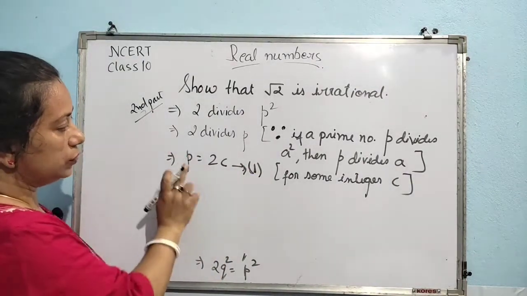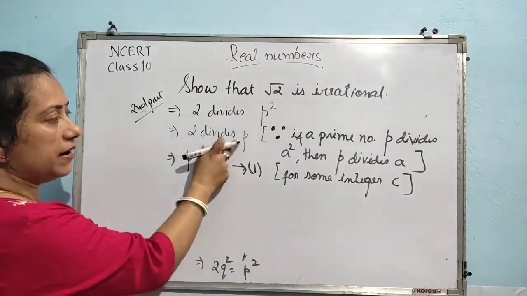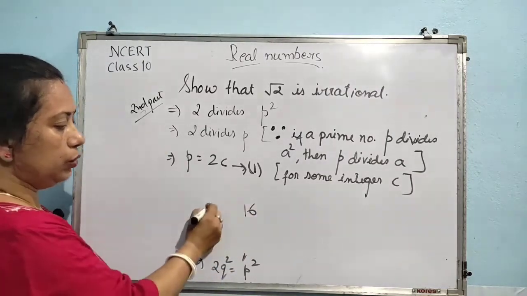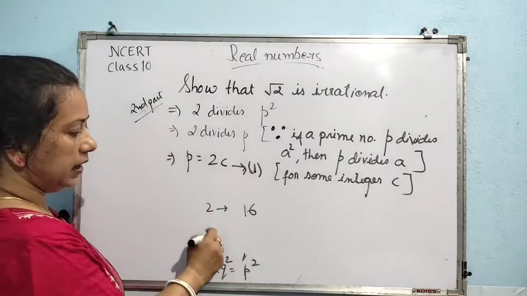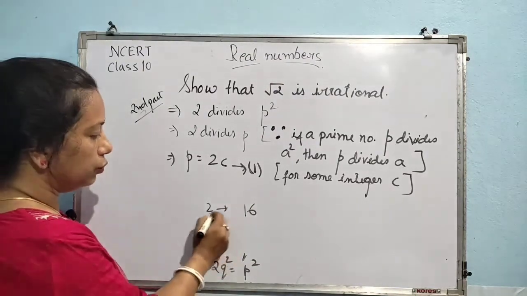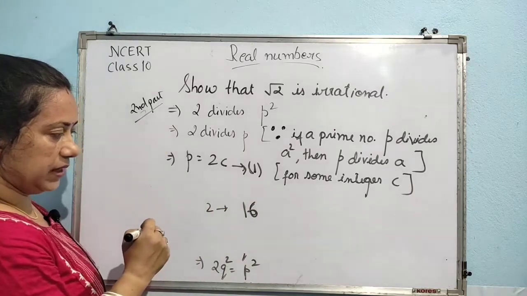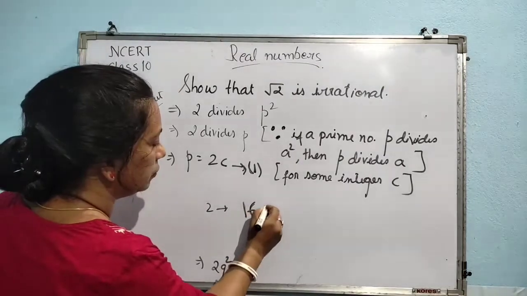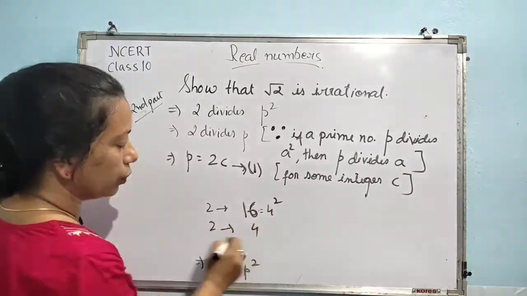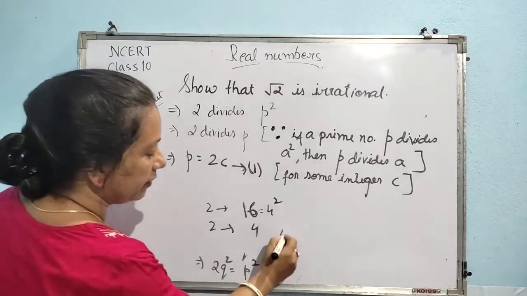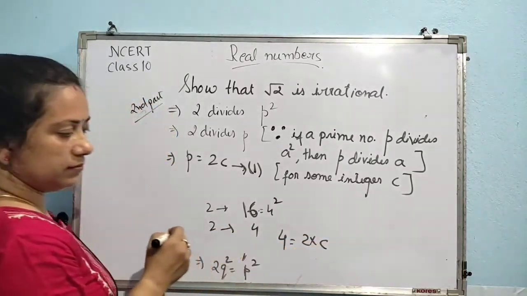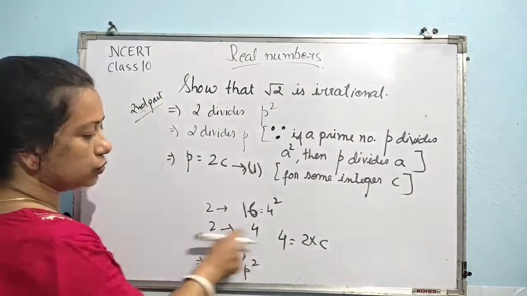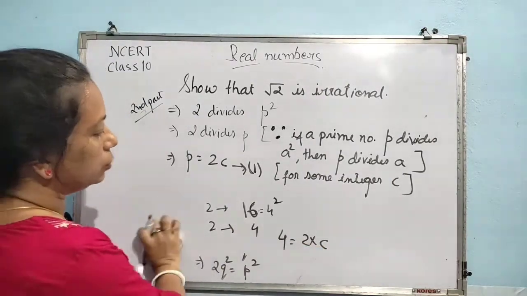Is this step clear to all of you? See, suppose I say that 2 divides 16. Then 2 is dividing our number 16, isn't it? And 16 is again 4 square, so 2 divides 4 also. So can I write 4 is equal to 2 into something? 2 is dividing 4, so 4 is definitely a multiple of 2, so 2 into something. That's why I have written p is equal to 2c.